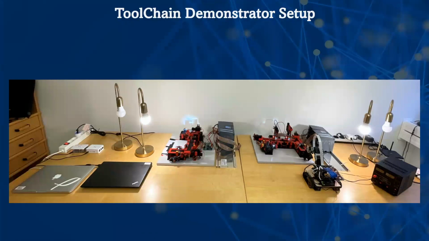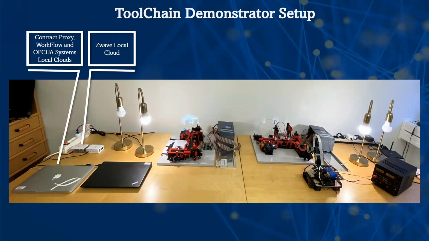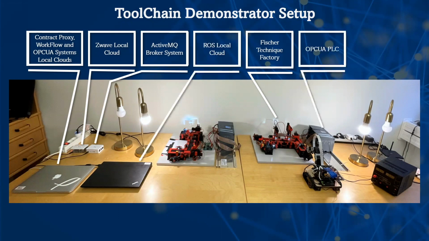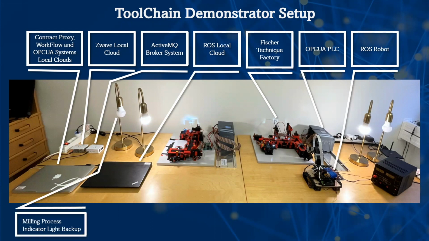The demo consists of four Arrowhead local clouds. The first one is a Z-Wave local cloud on the Raspberry Pi. Then we have a contract proxy, workflow and OPC systems local clouds. Then we have a Fischertechnik factory and ActiveMQ broker system on a Raspberry Pi as well. Then we have a ROS local cloud. Then we have an OPC PLC and a ROS robot. Then we have a few Z-Wave devices.